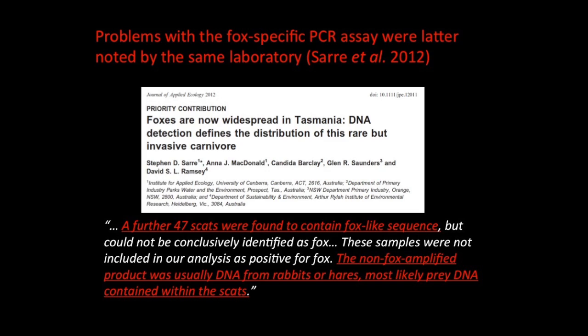Problems with the Fox-specific PCR assay were later noted by the same authors. Of 186 scats that yielded positive results using this test, 47 scats were found to contain fox-like sequences, but could not be conclusively identified as those arising from foxes. Much of the non-fox amplified product was thought to be DNA derived from rabbits or hares.